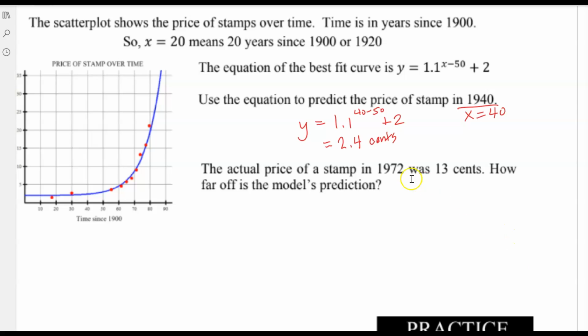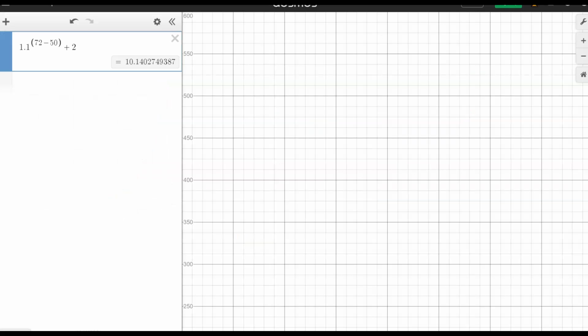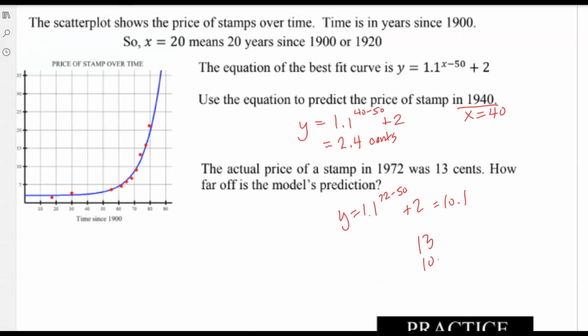So the actual price of a stamp in 1972, or 72 years after 1900, was 13 cents, and we want to see how far off the model's prediction is. If we substitute 72 for the x in the equation that we were given, then we see that the prediction is 10.1 cents. If we subtract the 10.1 from the actual price of 13 cents, it's a difference of 2.9 cents. And that is our error between our model and the actual.